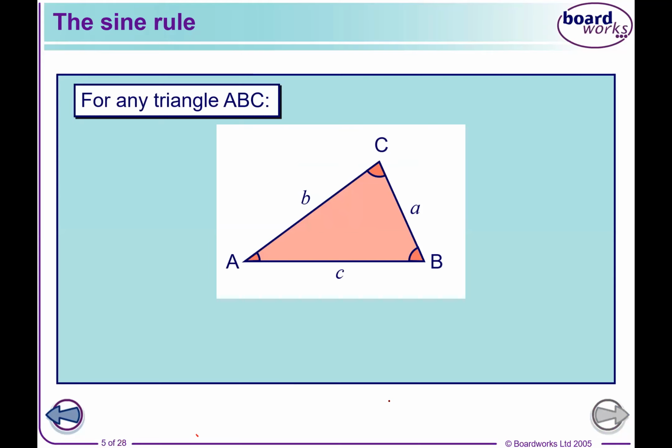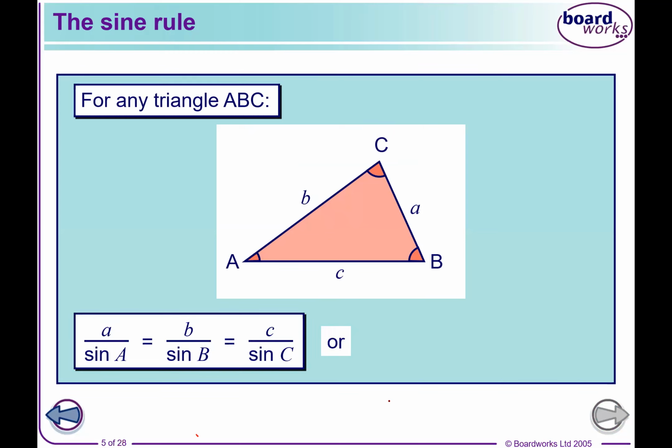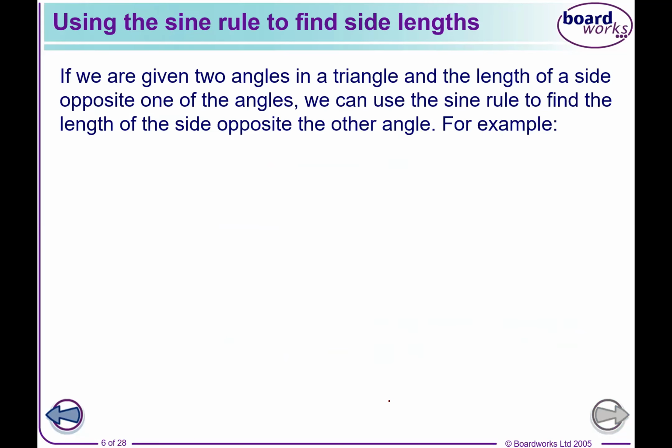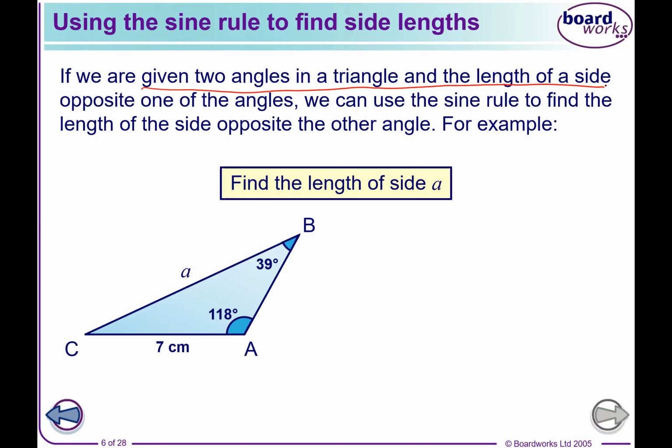So for any triangle ABC, A over sine A equals B over sine B equals C over sine C, or sine A over A equals sine B over B equals sine C over C, as we studied now. If we are given two angles and the length of one side, or the length of two sides and a non-included angle, okay, so this is an example.